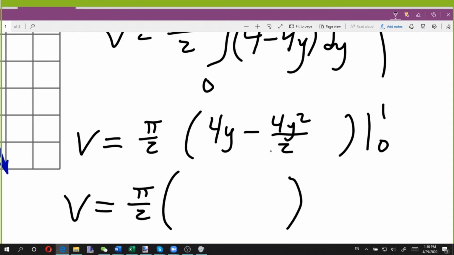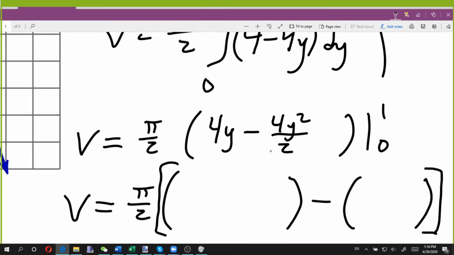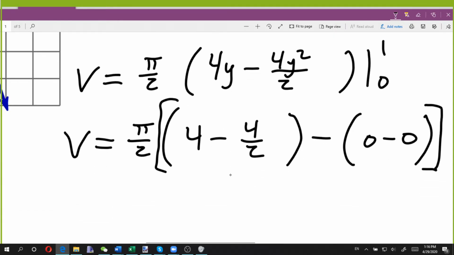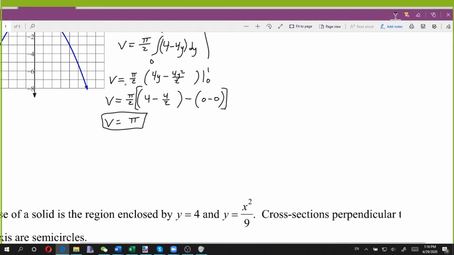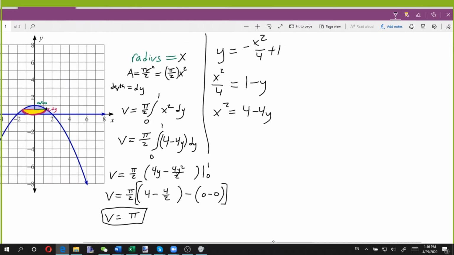If I plug in my upper bound, this will be 1. If I plug in my lower bound, it'll be 0. I'll have to multiply the pi halves times both. When I plug in 0, I'll have 0 minus 0. If I plug in 1, I'll have 4 minus 4 halves. I guess I'll leave it like that for now. So this is 4 minus 2, which is 2, times pi halves, is pi. Okay, any questions on what we did here?